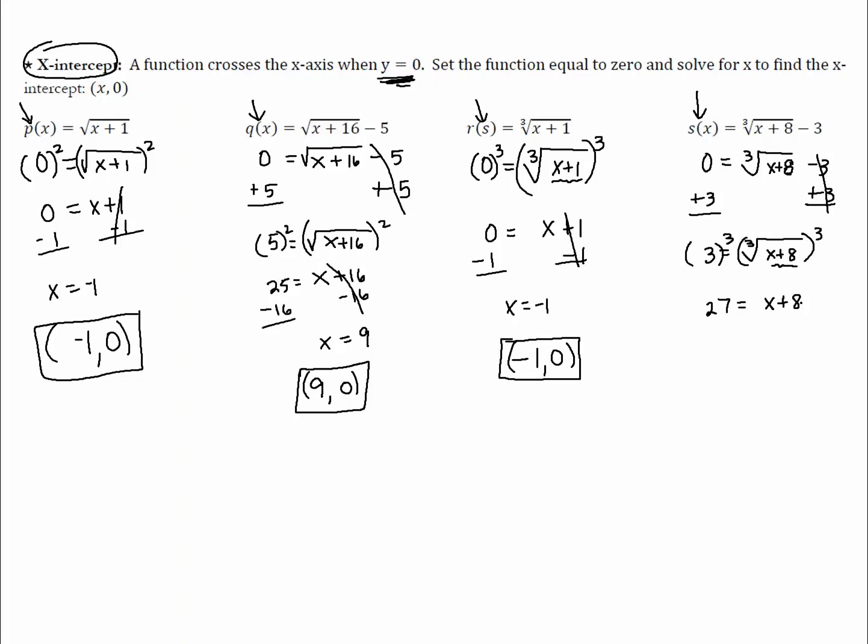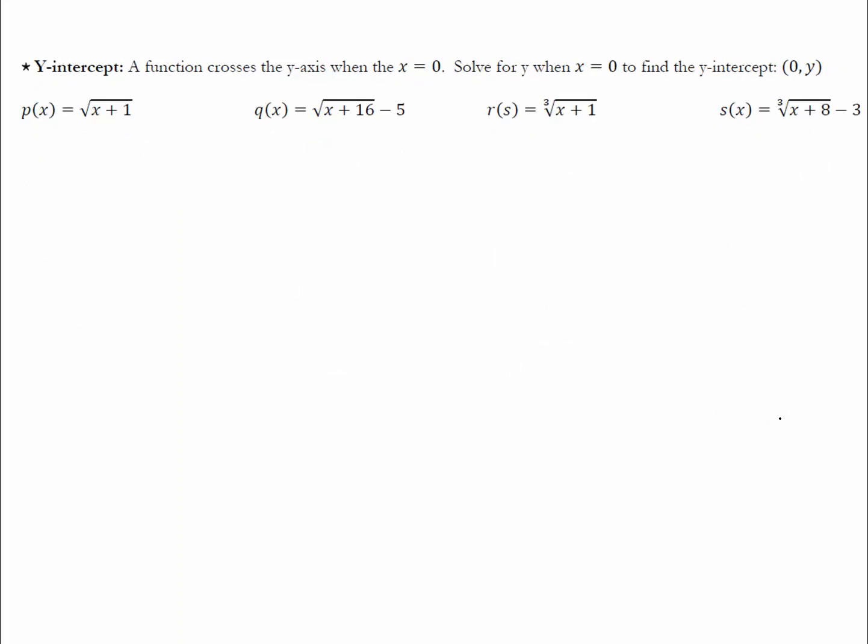Remember, only the inside survives. Minus 8, minus 8. And this gives us 19. So the answer is 19, 0. Right? That went well. Let's do the y-intercept now.